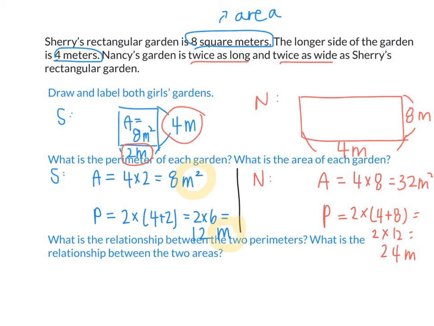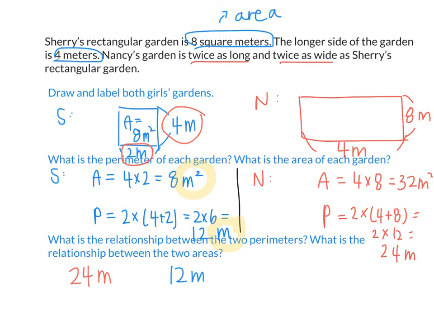The last part of the question is interesting. It's very important. It says, what is the relationship between the two perimeters? So how does Nancy's perimeter of 24 meters compare to Sherry's perimeter of 12 meters? Well, if we take a look, I know that 24 is 2 times as big as 12 because 12 times 2 is 24. And if we look back at the problem, we'll remember that it says Nancy's garden was twice as long and twice as wide, so I made the measurements twice as big. And so therefore, my perimeter, or the distance around, will also be twice as big.